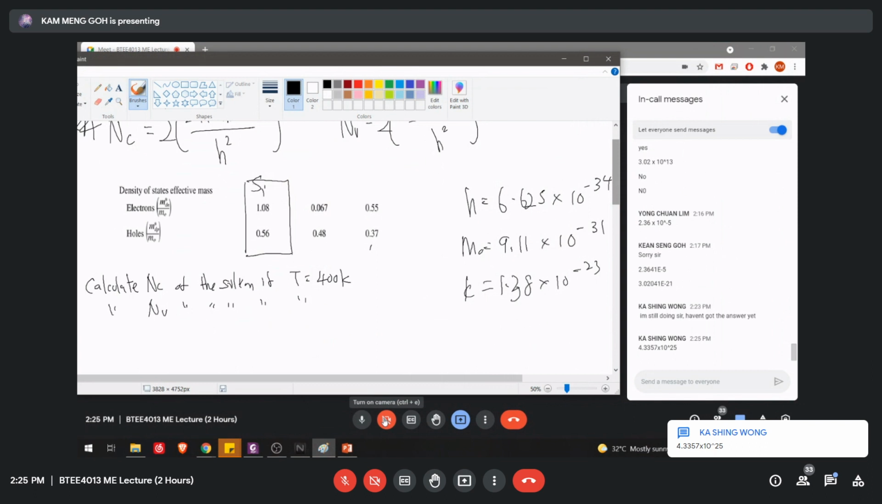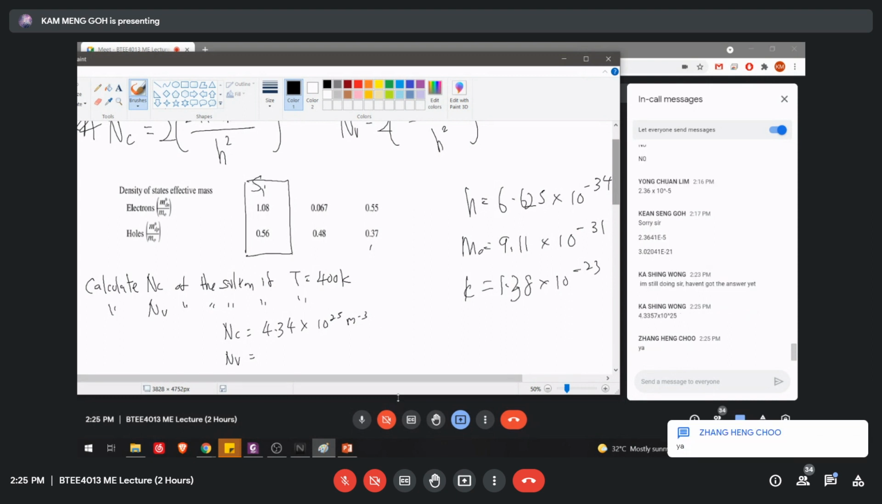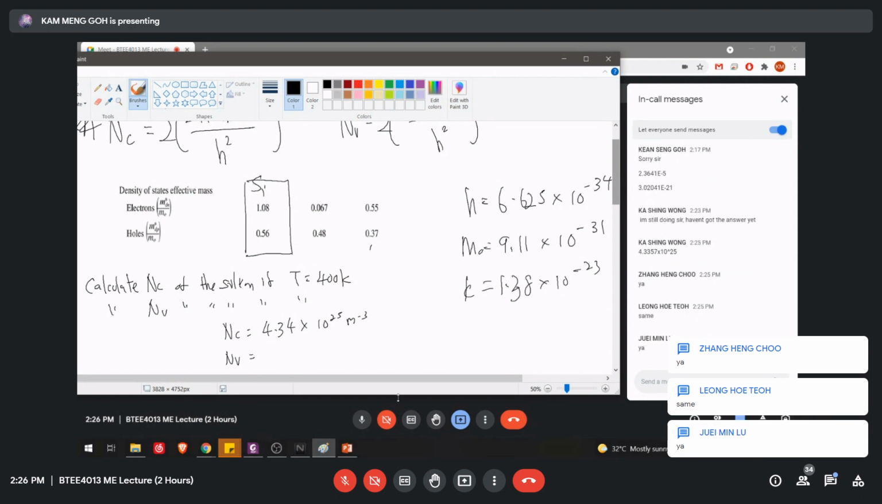Okay, 4.3357 times 10 to the power of 25. Is this in the, I think this one is in the meter if I'm mistaken. NC is 4.34 times 10 to the power of 25 per meter cubed. What about your NV? Okay, for the NC first, for the rest of you, are you getting the same answer as your friend Wong Ka Sing? Okay, all right. Okay, what about the NV?